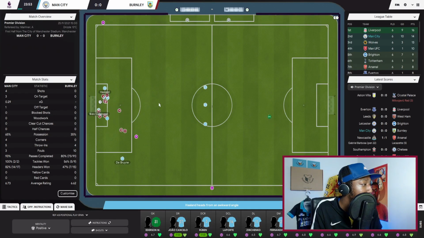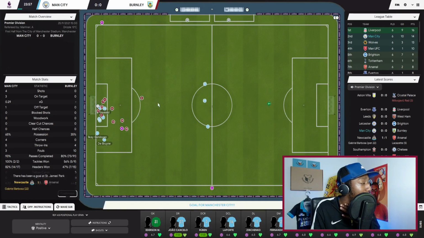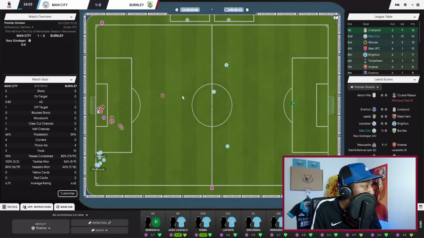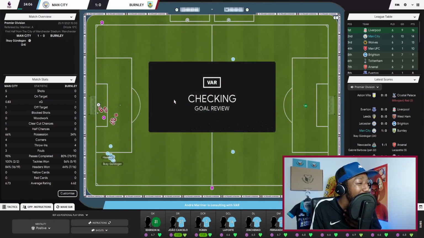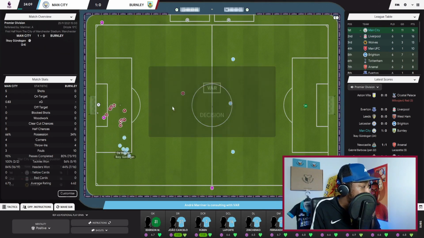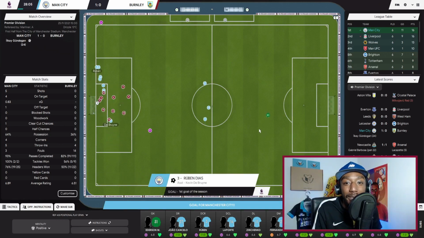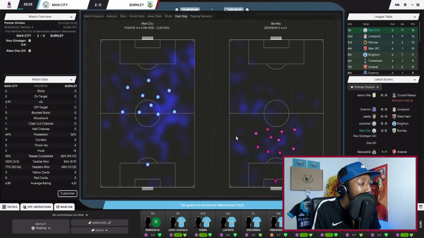Here Kevin De Bruyne on a free kick. Haaland and Ilkay Gundogan has scored from a set piece. Unlike the tactic, really. But it is 1-0 nonetheless. There's Kevin De Bruyne, a free kick in similar position, and it's 2-0. Ruben Diaz, it is now 2-0.